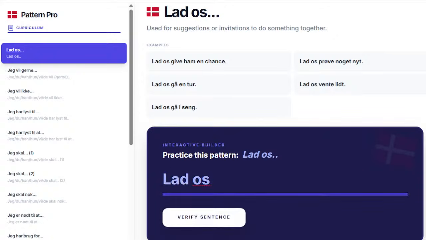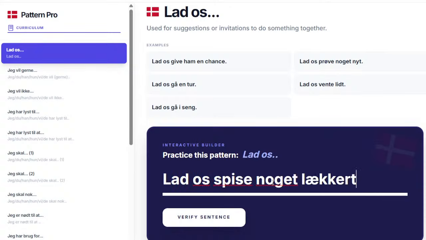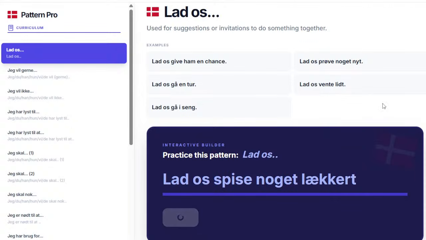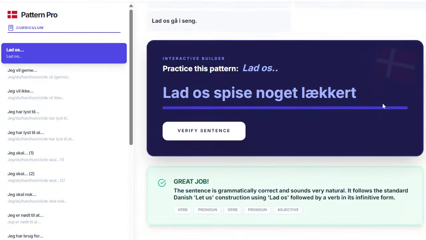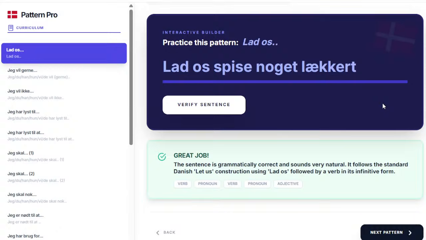Lad os, could it be, lad os spise noget lækkert. Could be. Lad os spise noget lækkert. So you have to consider, now this is correct, okay, I'm a native speaker. Sentence grammatically correct, sounds very natural. Right? It's also nice because then you can see what the word classes are.